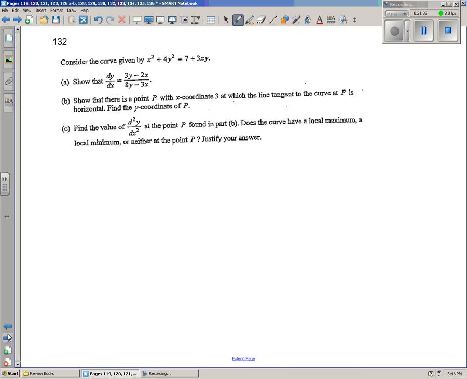All right, 132. I love this question. I absolutely love this question. Consider the curve given by this equation. Show that dy over dx is that. Implicit differentiation, we don't have y solved for.